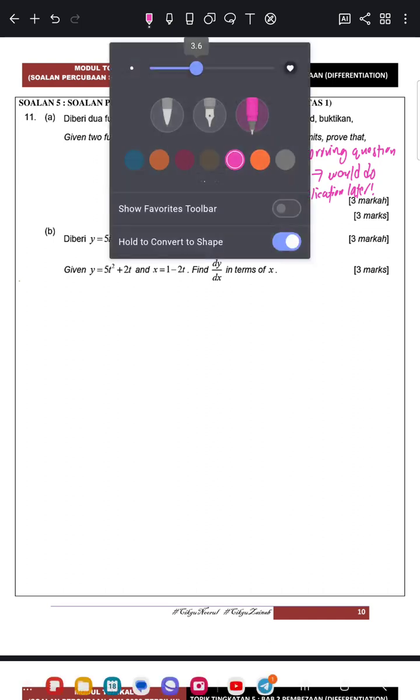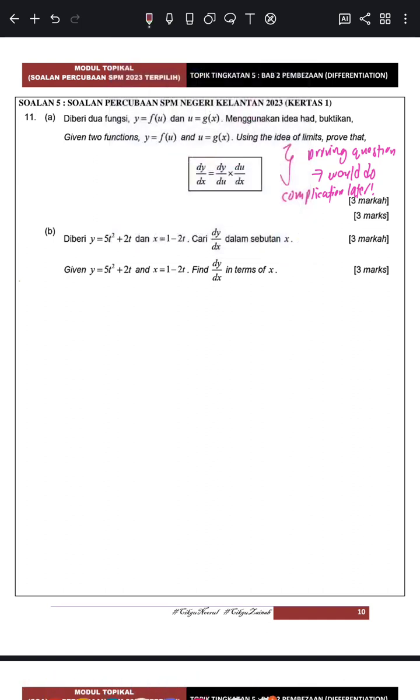Okay, so moving on to question B. Given y equals 5t squared plus 2t and x equals 1 minus 2t, find dy/dx in terms of x. Although I highlighted it in Malay, I'm still saying it in English. It's the same, the language doesn't matter.